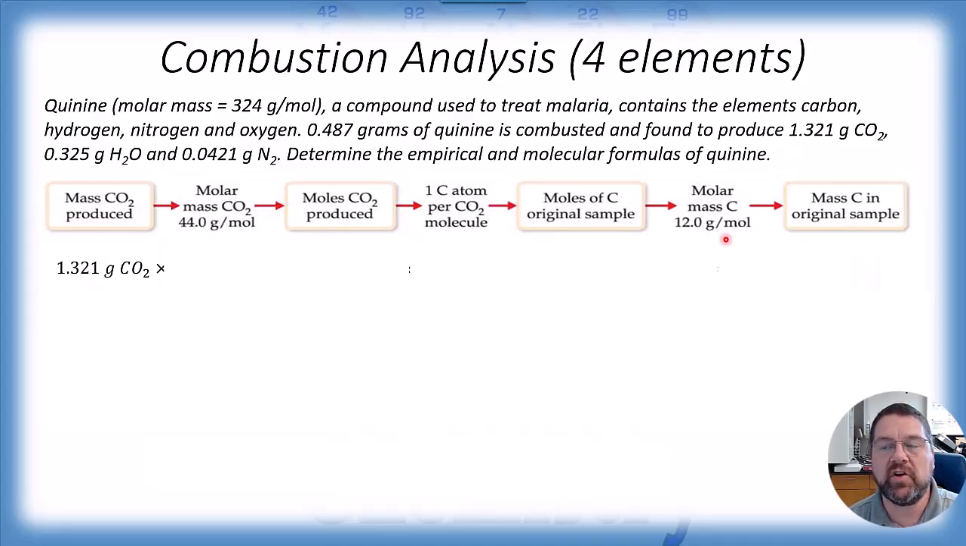And we're told it contains the elements carbon, hydrogen, nitrogen, and oxygen. 0.487 grams of quinine is combusted and found to produce 1.321 grams of carbon dioxide, 0.325 grams of water, and 0.0421 grams of nitrogen. And we're asked to determine the empirical and the molecular formulas of quinine. So that's the extra piece.